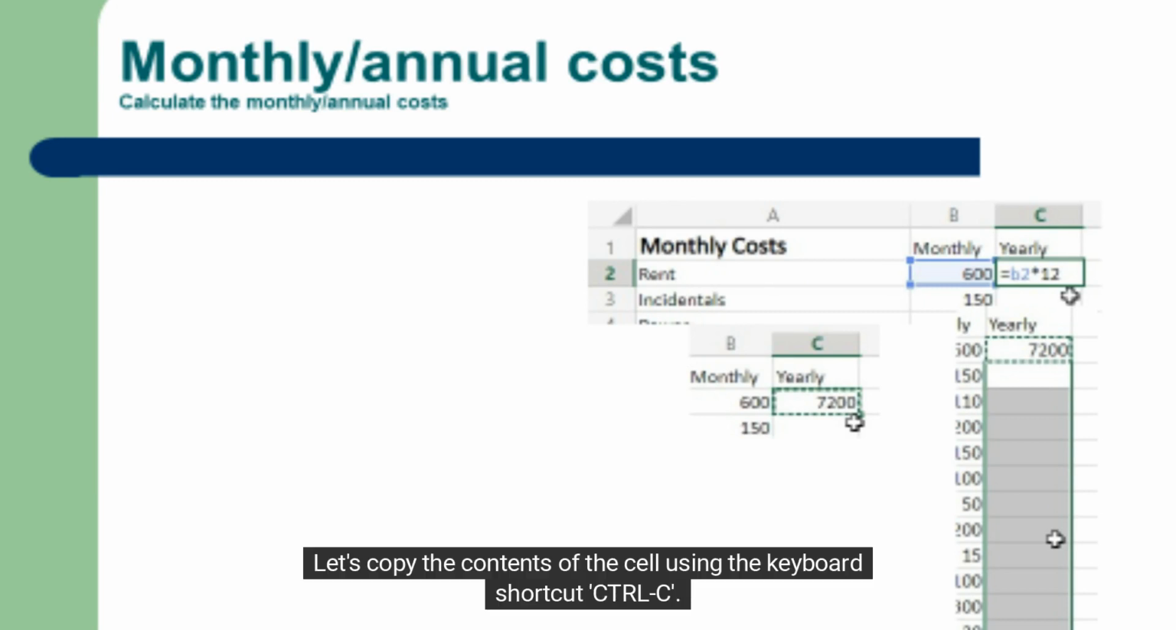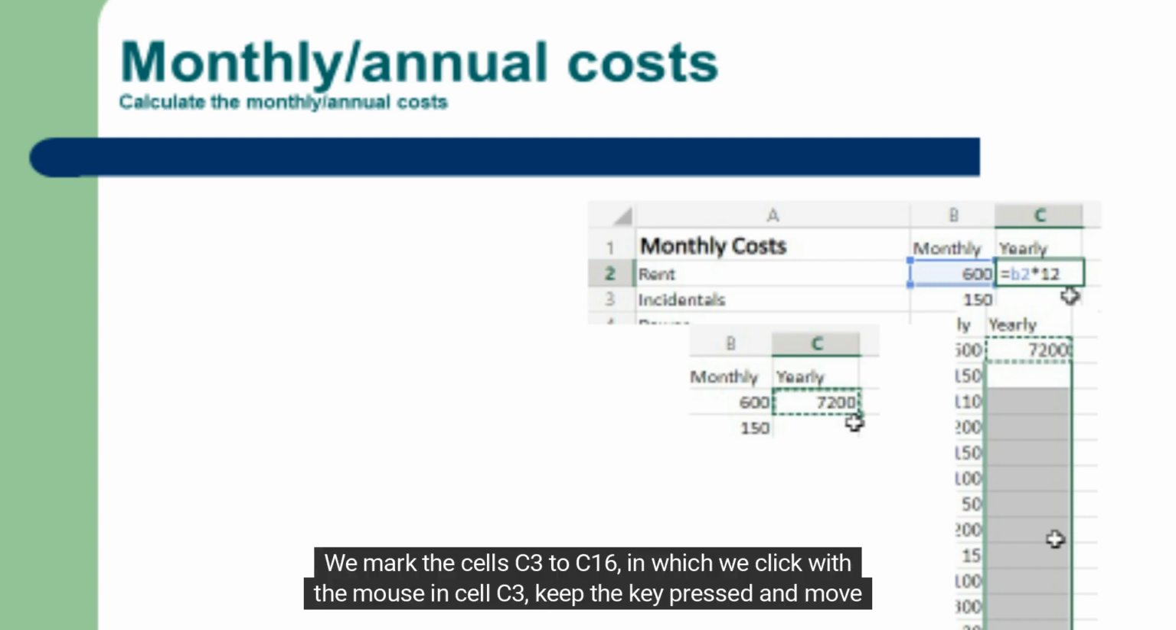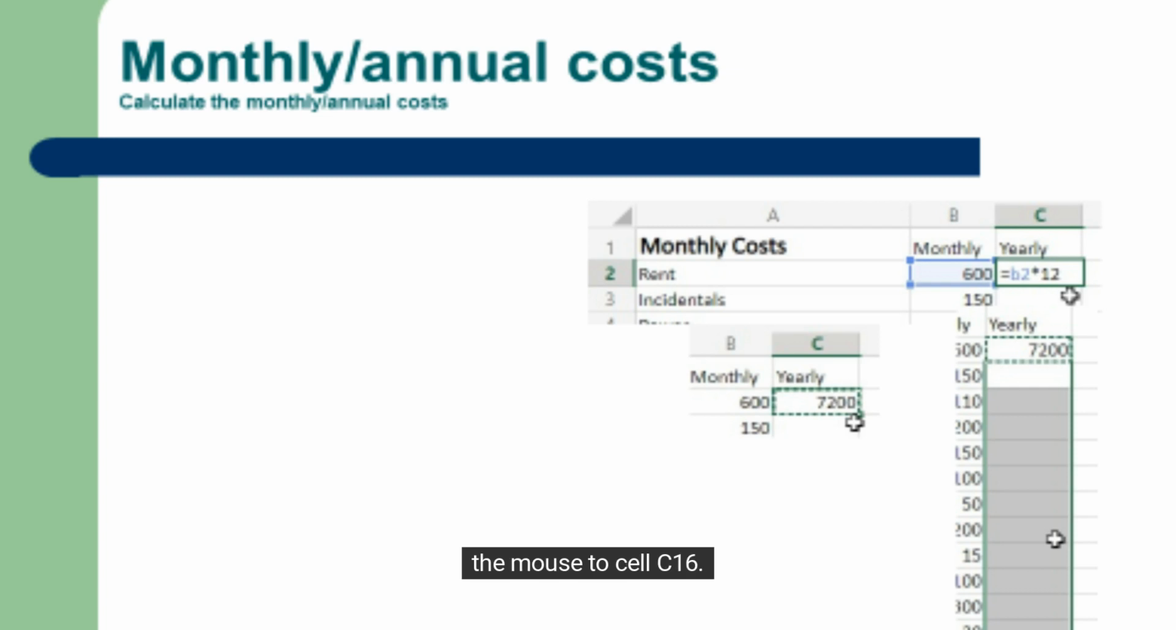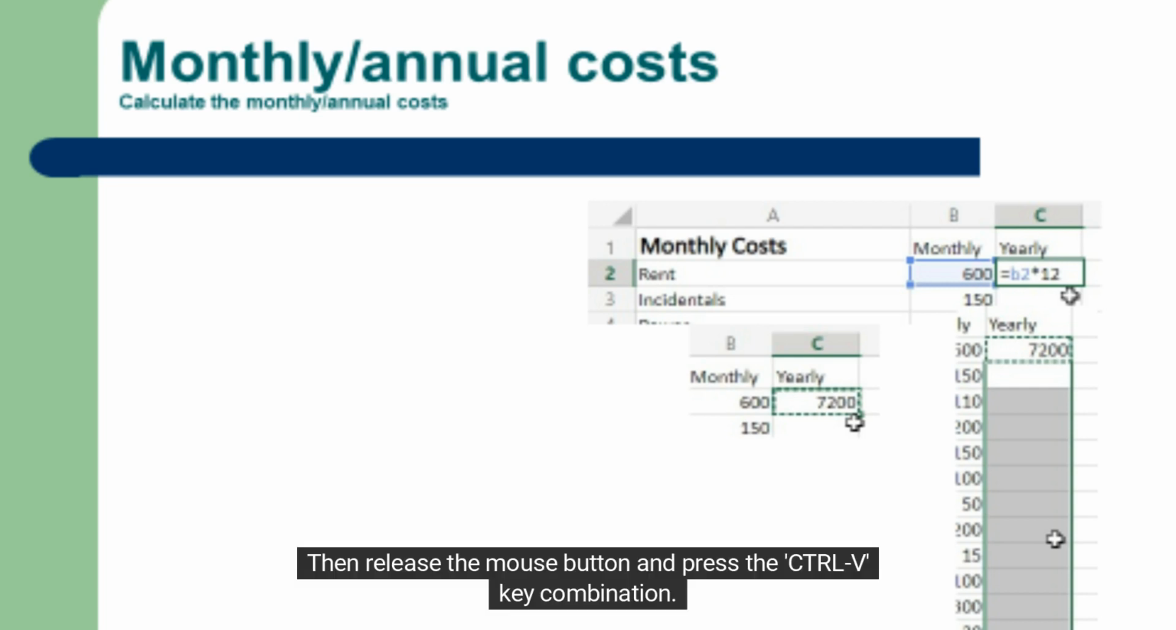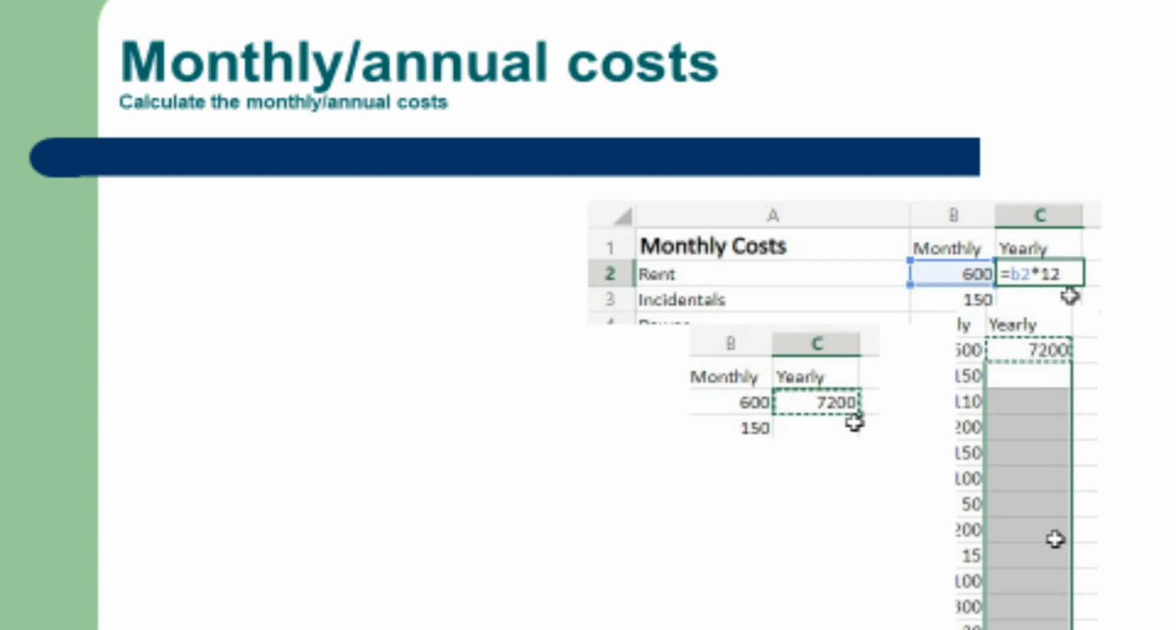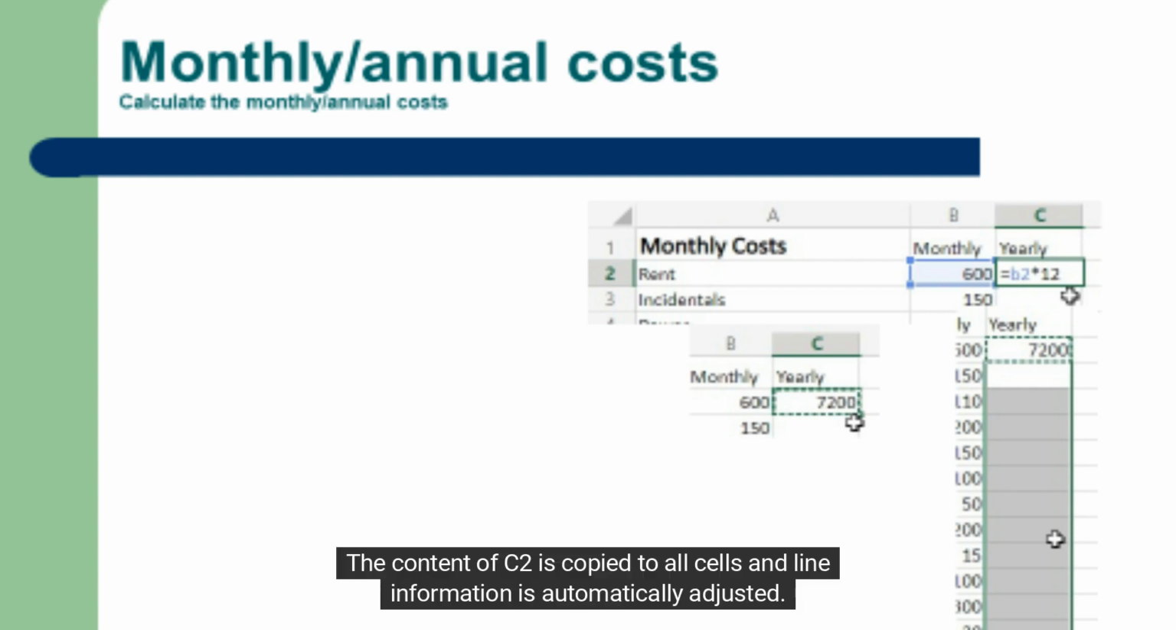Then, let's copy the contents of the cell using the keyboard shortcut, Ctrl+C. We mark the cells C3 to C16, in which we click with the mouse in cell C3, keep the key pressed and move the mouse to cell C16. Then release the mouse button and press the Ctrl+V key combination. The content of C2 is copied to all cells and line information is automatically adjusted.